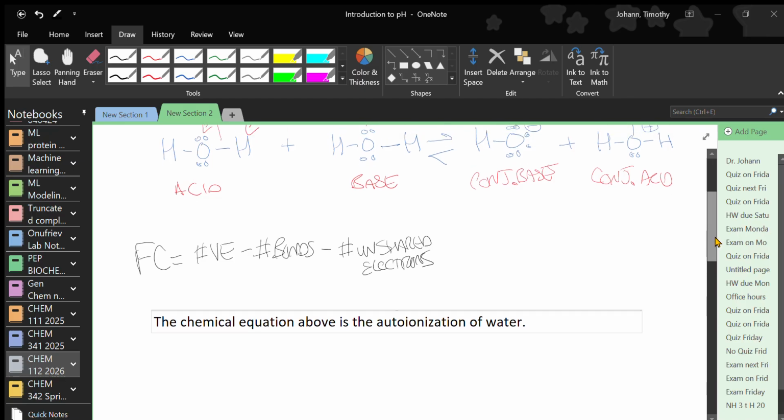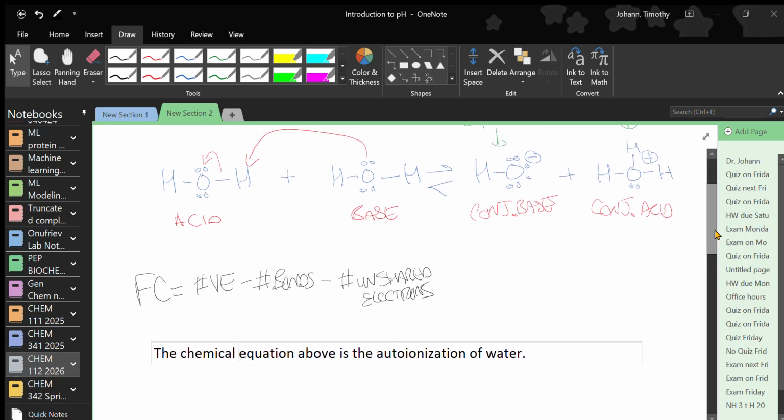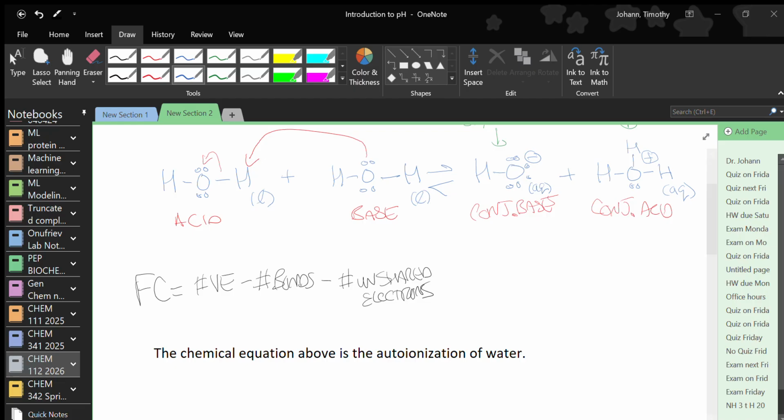So we can write an equilibrium expression for that. Let me put the phases in, and then you do that. Water is a liquid, and this water is also a liquid. And then hydroxide would be aqueous, and so would hydronium ion. Write a K equals products over reactants for that equation, applying the rules we know.